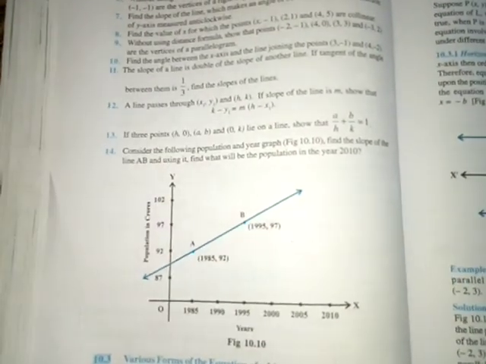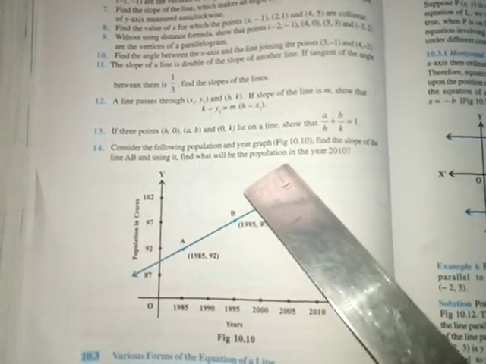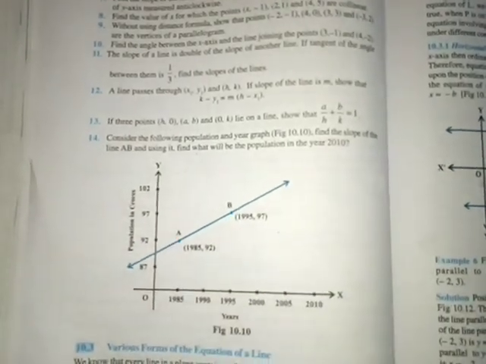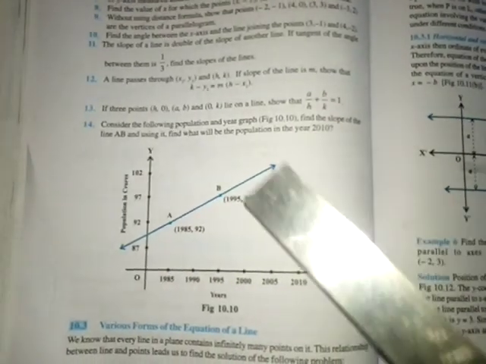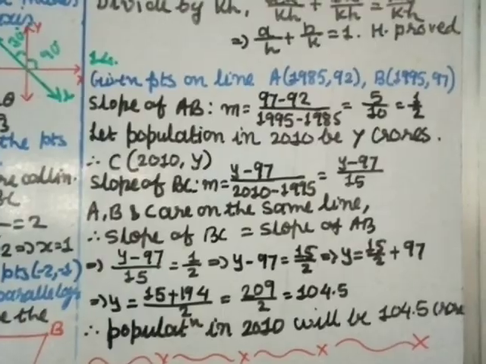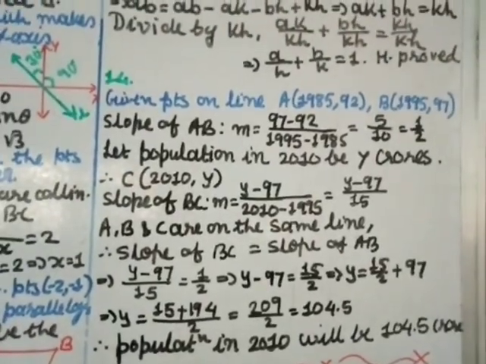Question number 14. Consider the following population and year graph. This is the figure, and we have to find the slope of the line AB, and using it find what will be the population in the year 2010. Okay, so this is the diagram, this is the line, this is AB. They have asked you to find the slope of this AB, and then in the year 2010 you have to find the population. Okay, so that is what they have asked us to calculate here.